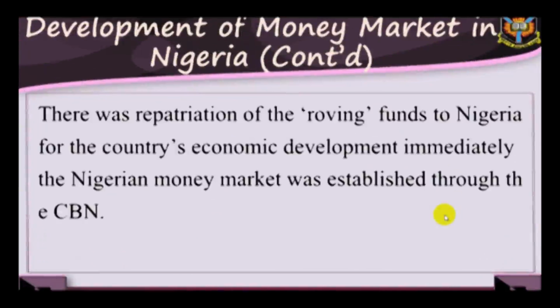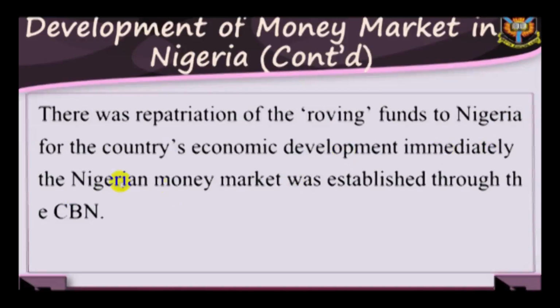According to Ajayi 2006, these funds were moved from London to Nigeria during the season so as to finance the export of produce, while at the end of the season the funds were moved back to London where there was all-season money market activities. There was a repatriation of the borrowed fund to Nigeria for the country's economic development.